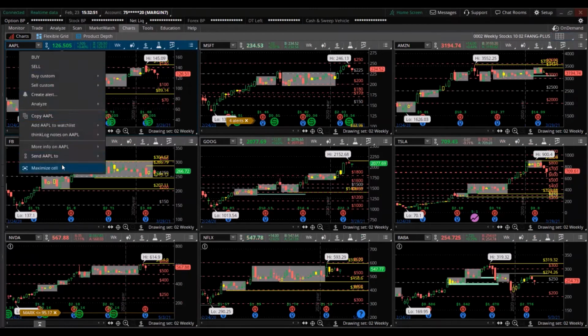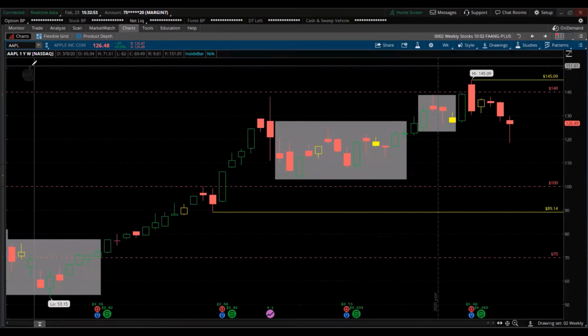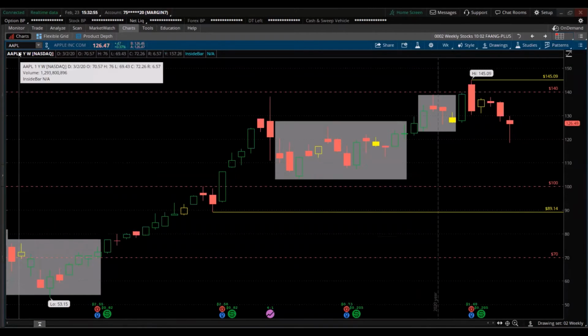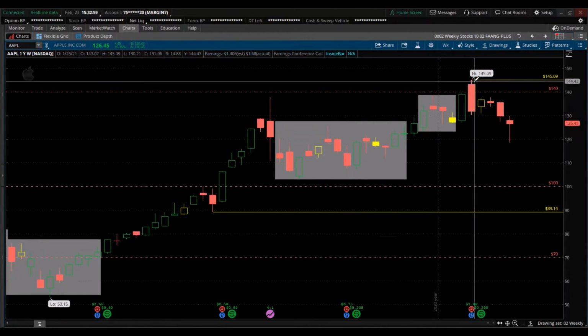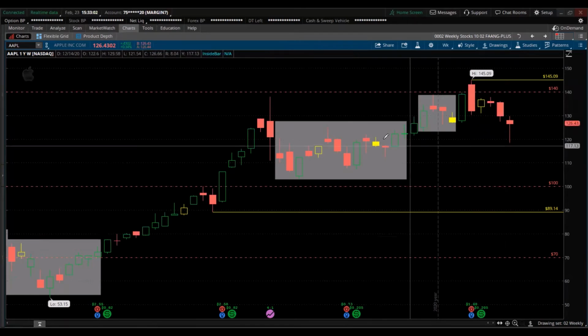FAANG stocks, Foxtrot, Alpha, November, Golf. We're looking at Alpha, Papa, Lima. Apple, momentum's down. It's been off its high for several weeks now. Inside the range from last year.